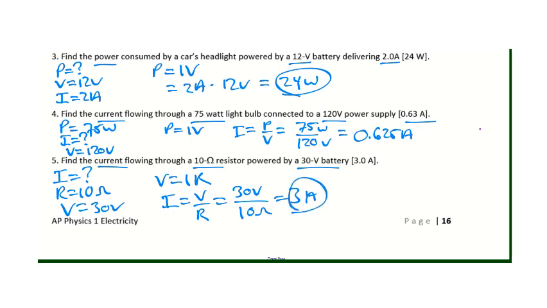Okay, so we have now completed this page and introduced you to the power equation and Ohm's law. Let us continue with a few additional practice problems on the next page.